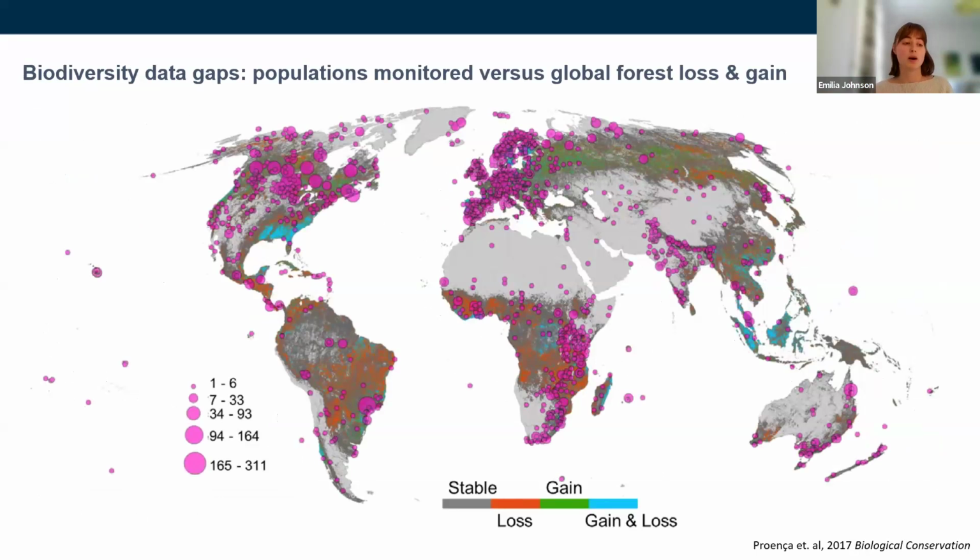And here, when we look at where biodiversity is monitored relative to changes in land cover, we can see that most of the monitoring occurs in Europe and North America, as well as South and East Africa and Australia. But there are big gaps in monitoring in South America, in West Africa, and East and Southeast Asia, which are all regions experiencing extensive landscape change and are hotspots for zoonotic spillover.